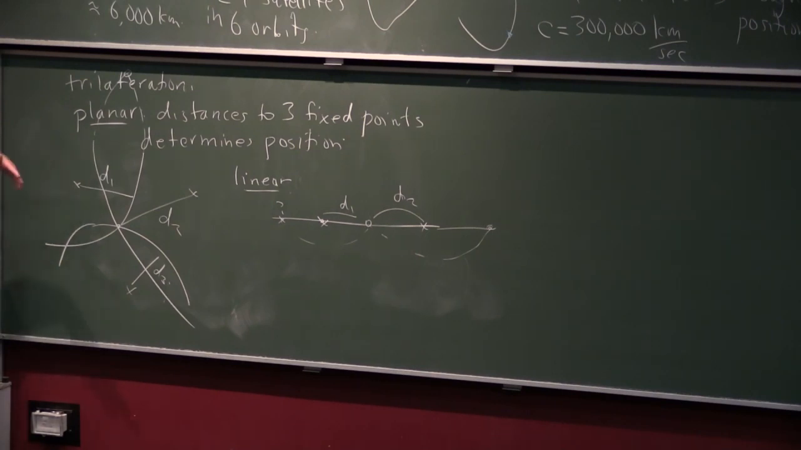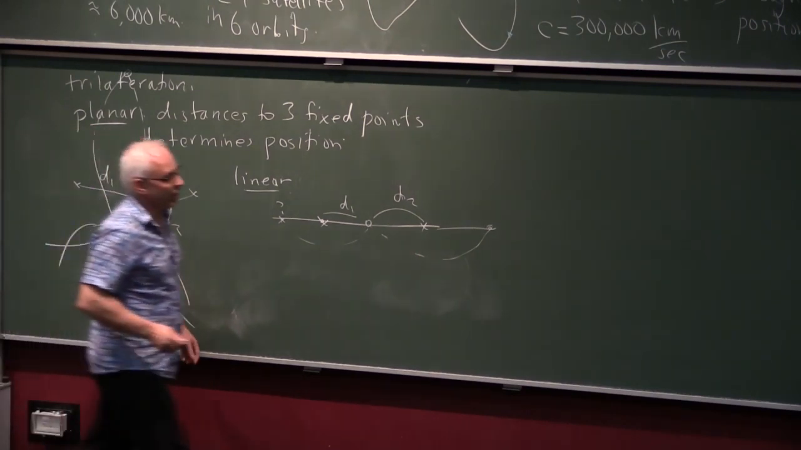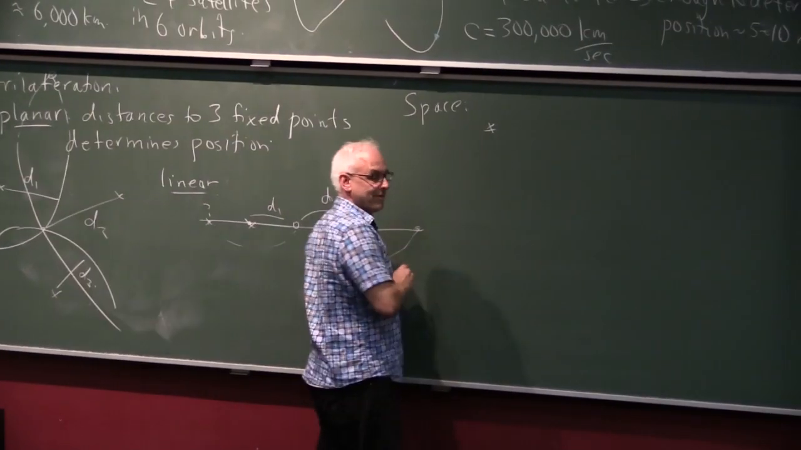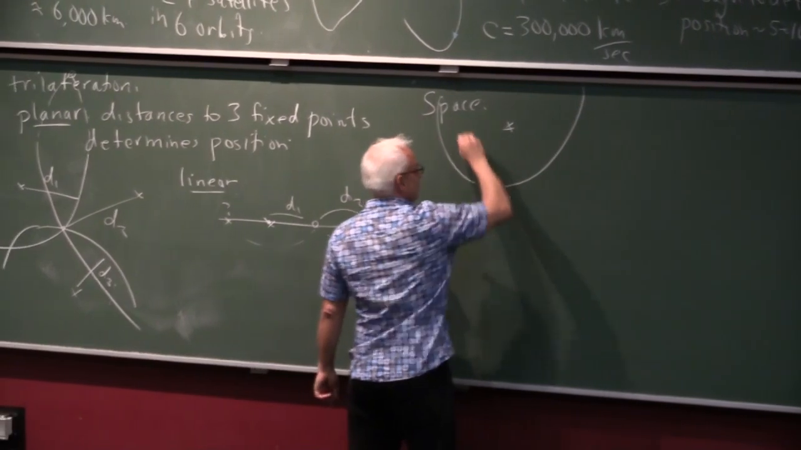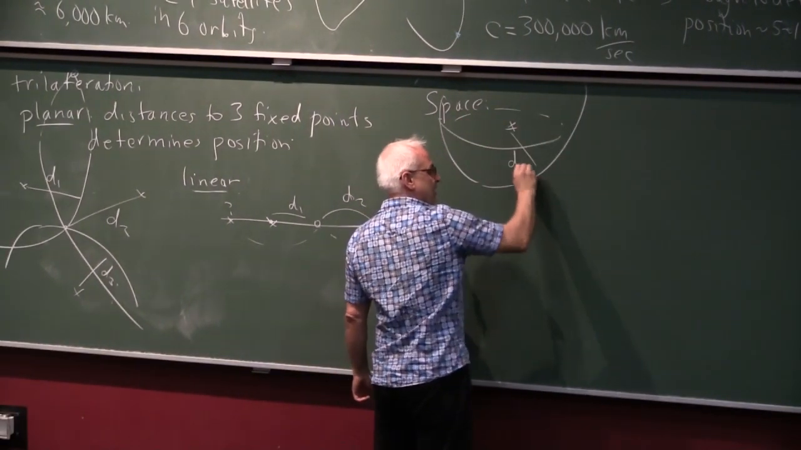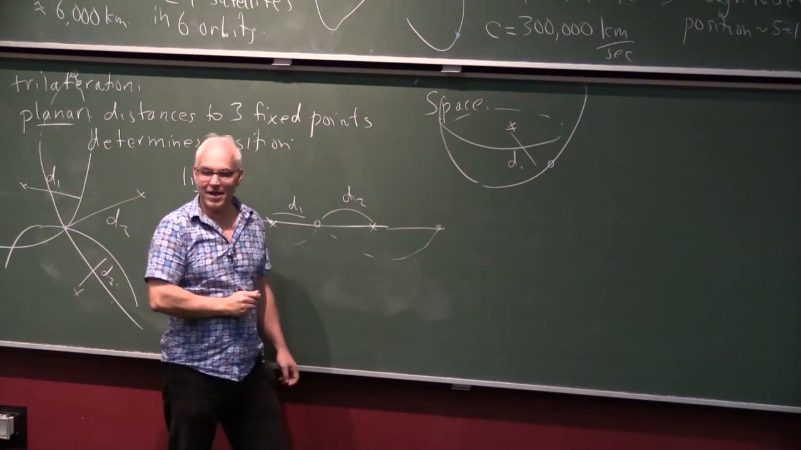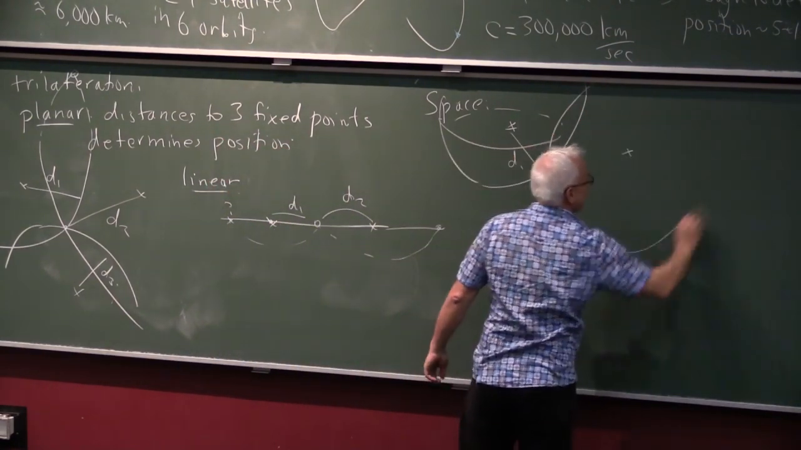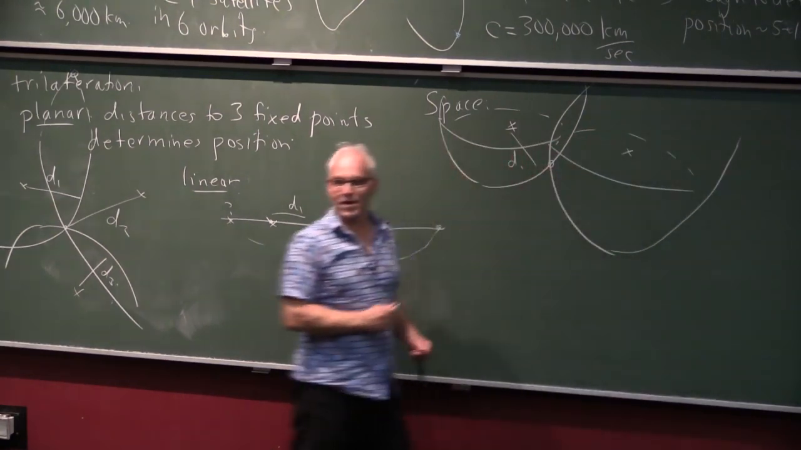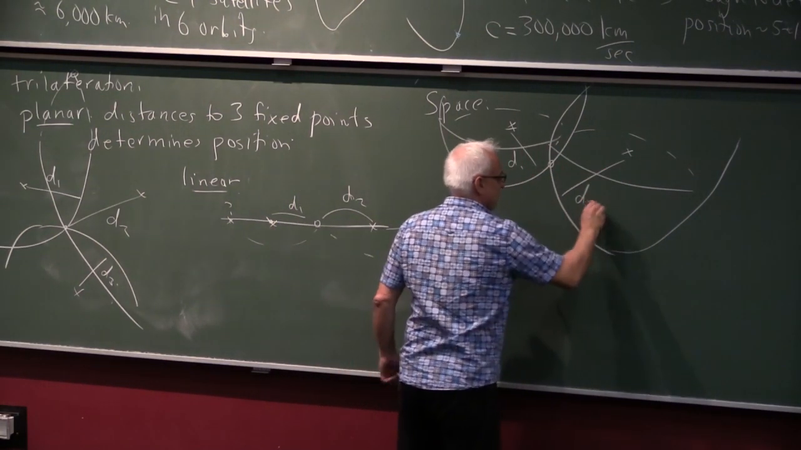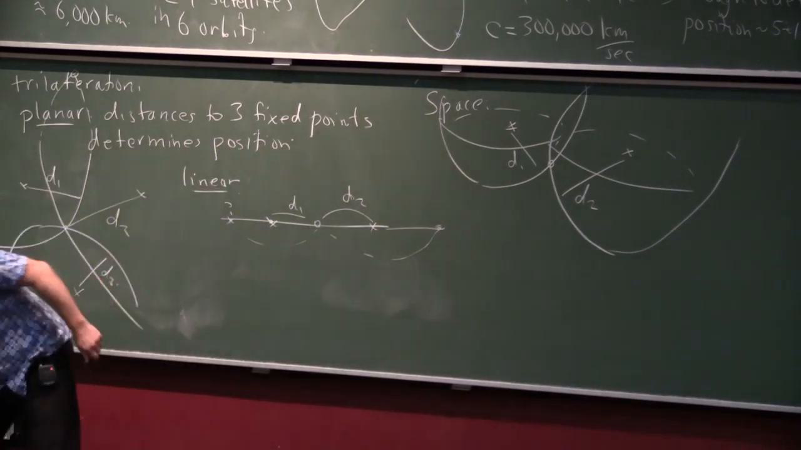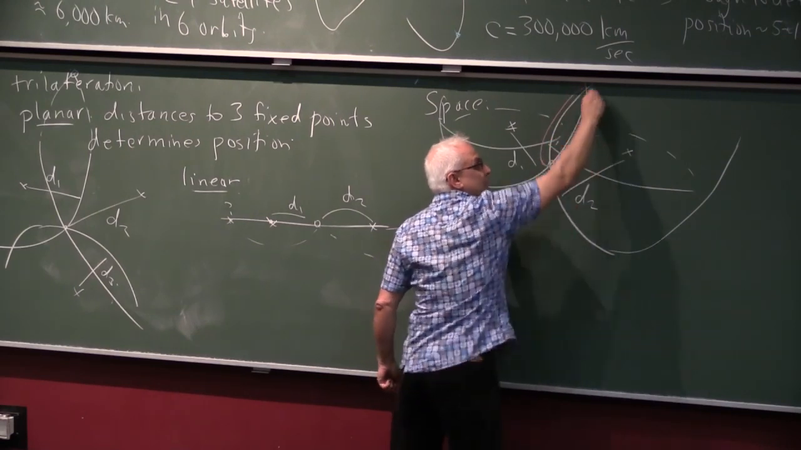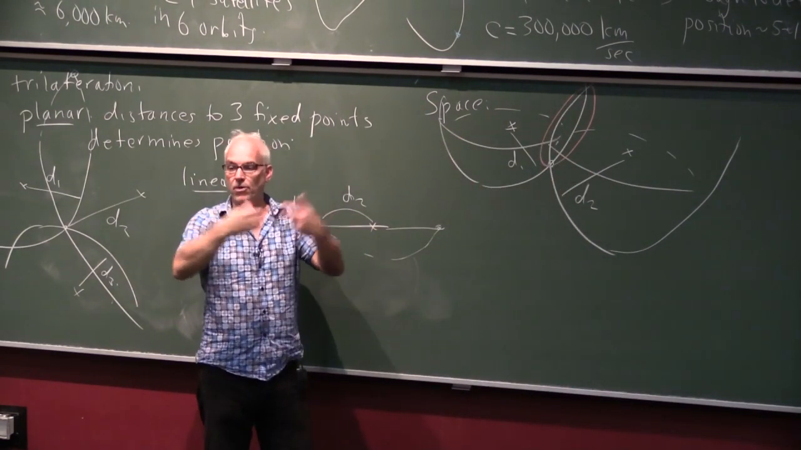Okay, so in space, there's an obvious analog. So in space, if we have one fixed point, and we know the distance, then we know that we're on a certain sphere of radius d1, maybe there. And then if we know the distance to another fixed point, then we know that we're on another sphere, radius d2. And those two pieces of information together tell us that we're on a circle. There's a common circle overlap of those two spheres.